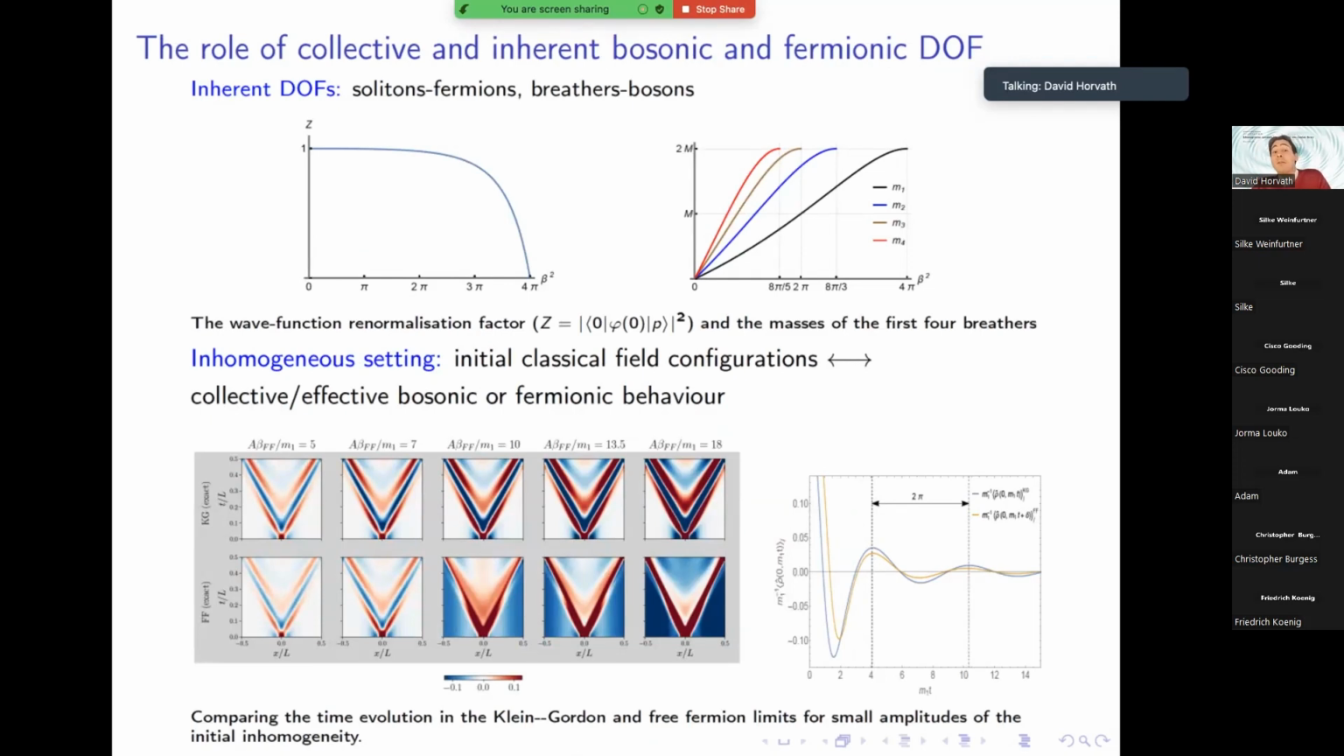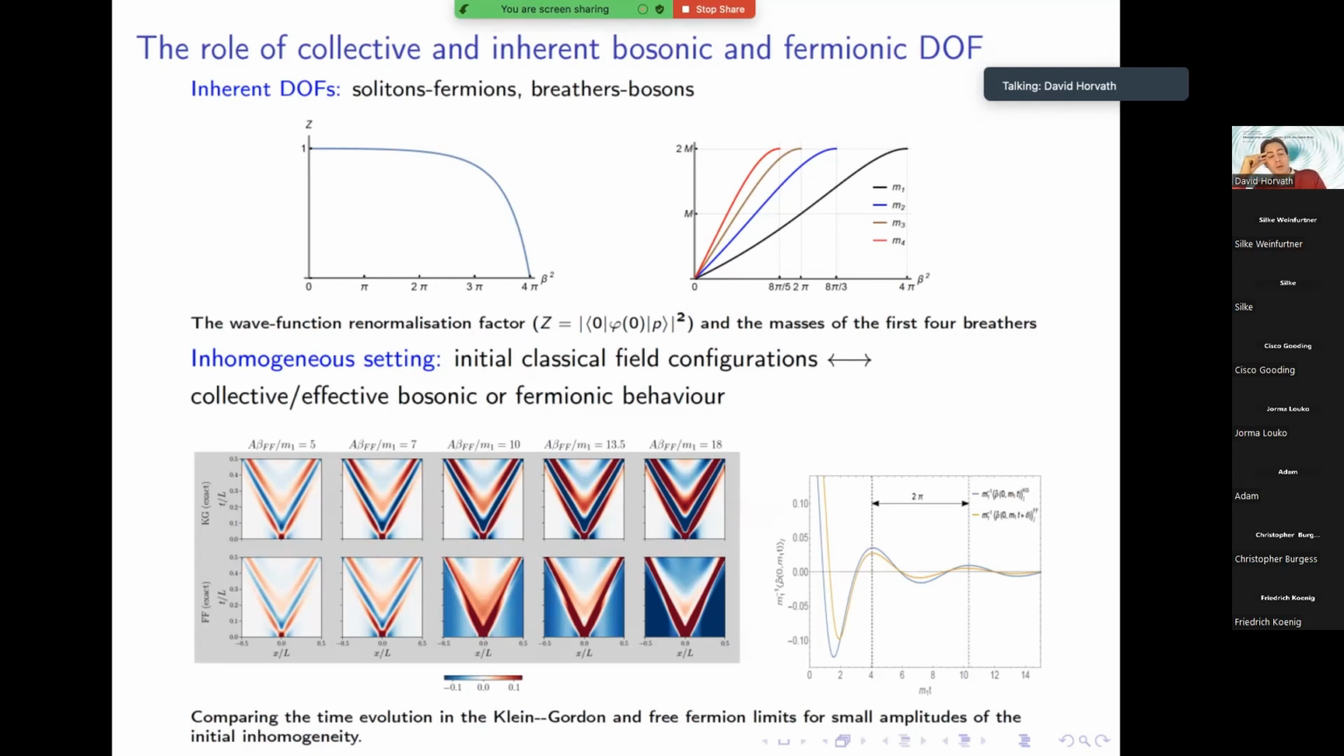More precisely, they are not always there. We know that if we approach the free fermion point from the repulsive regime, then the breathers vanish. We lose the inherent bosonic degrees of freedom, which is also indicated by this wave function renormalization constant. So we only end up with fermions. And clearly, if we focus on the free fermion point, then we have only fermions. Nevertheless, we can still observe a bosonic behavior. And again, as I said, it's not surprising in the sense that everyone knows the keyword of bosonization.